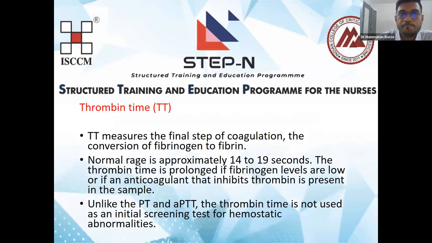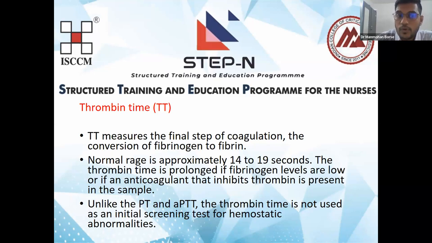Okay. Going ahead, thrombin time. See, we do PT for extrinsic pathway and APTT for intrinsic pathway. So thrombin time is nothing but an assessment of common pathway. We don't do it on a regular basis, but for theoretical purpose, we should know. Thrombin time measures the final step of coagulation, which will assess the conversion of fibrinogen to fibrin. The normal range is 14 to 19 seconds.